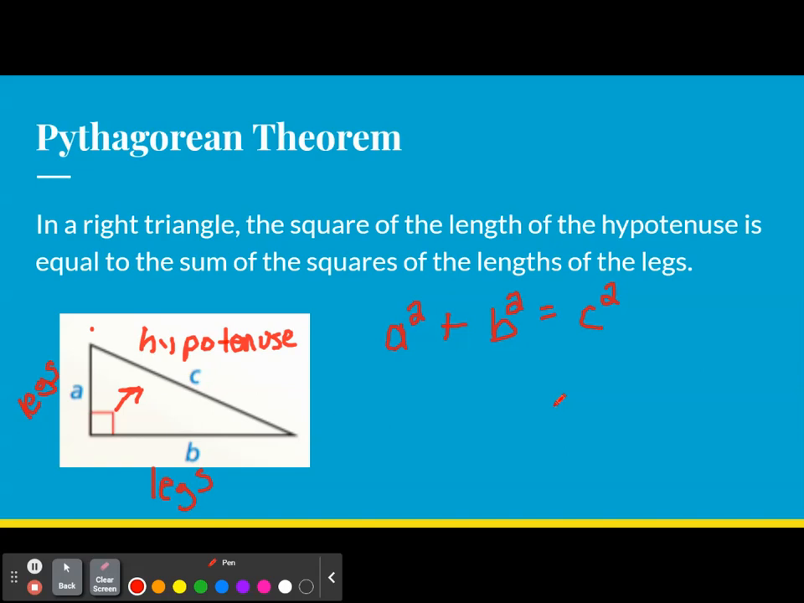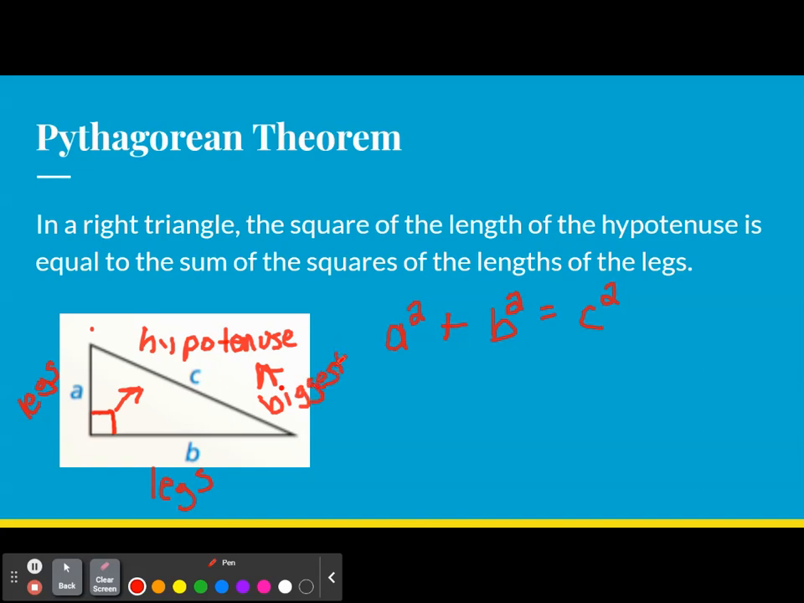On the triangle, the hypotenuse is always going to be the longest side. That's because this is a 90-degree angle, and 180 minus 90 is 90. So these two would have to add up to 90. One could be 89 and one could be 1. But they have to add up to 90, so they're always going to be smaller than this 90-degree angle. So that makes our hypotenuse the biggest side.